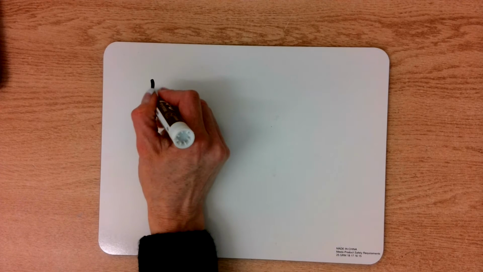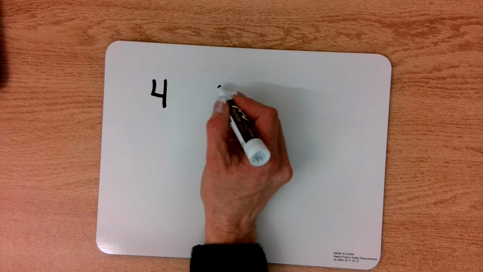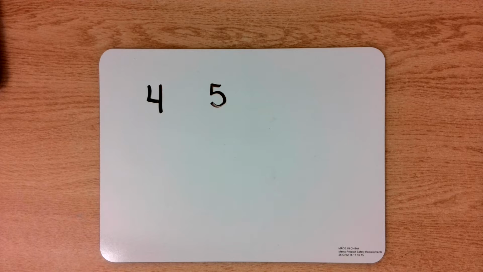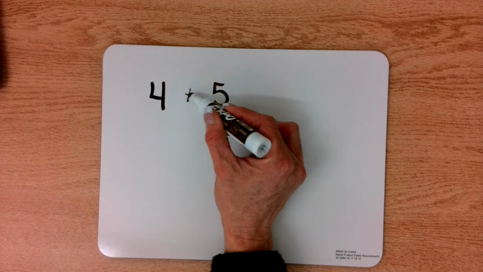There are 4 red leaves. So right now, everybody should be writing the number 4. And 5 yellow leaves. So your next number that they're saying is 5. How many leaves are there in all? So when it's saying in all, it wants you to add.